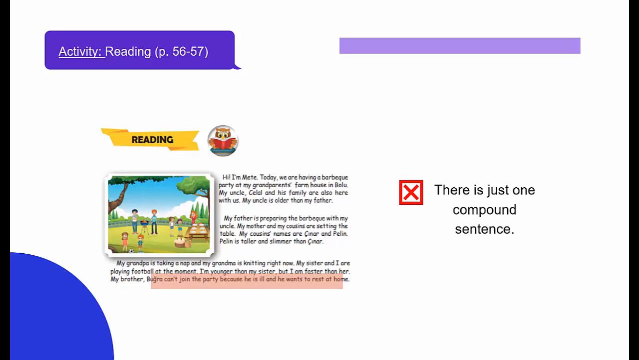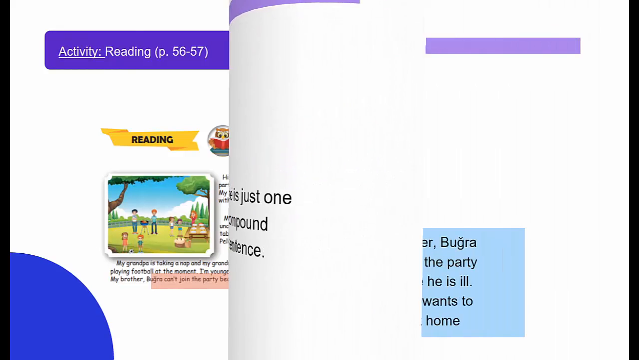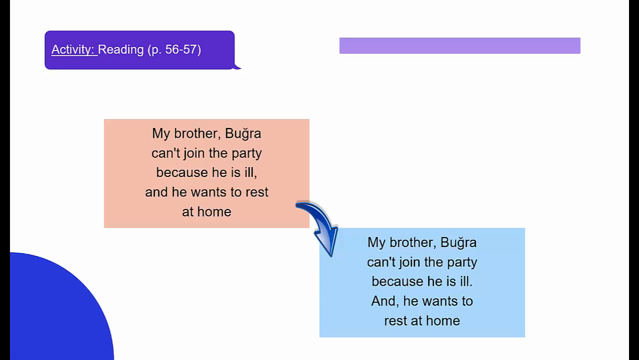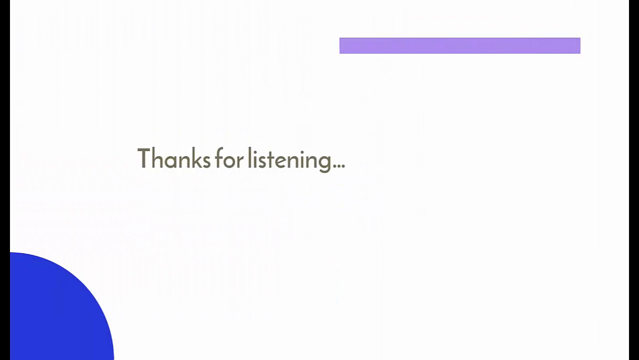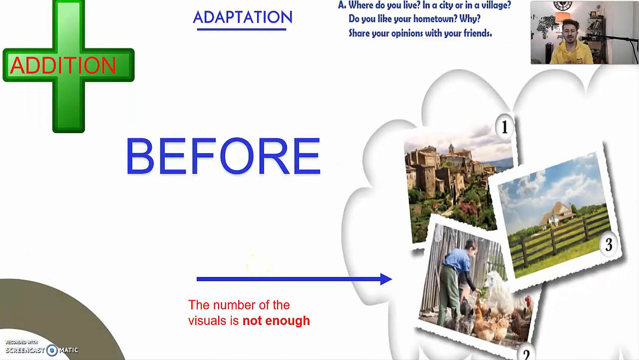It isn't hard to understand actually, but according to the whole unit, there is no topic teaching the use of two conjunctions in a sentence. So we divide this into two sentences. My brother Bura can't join the party because he is ill. One sentence. And he wants to rest at home. One sentence. It is adaptation. Thanks for listening.